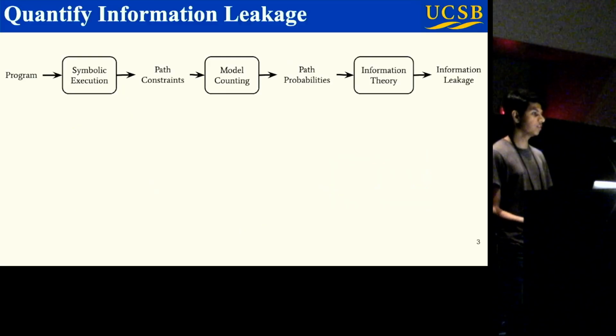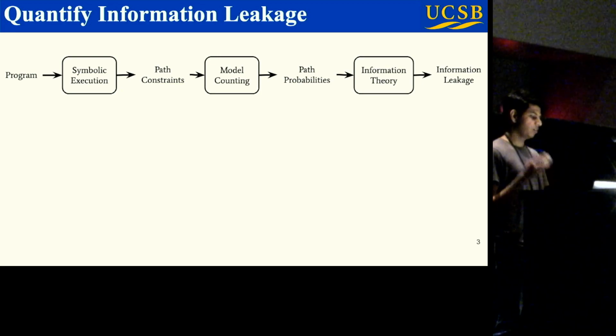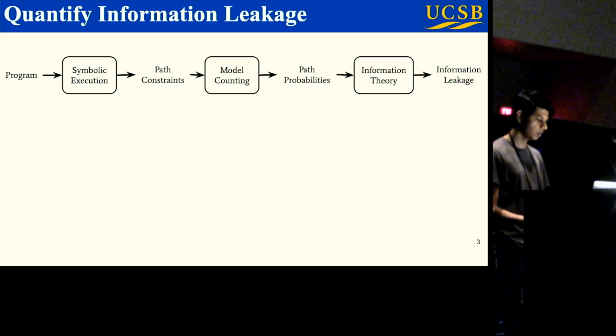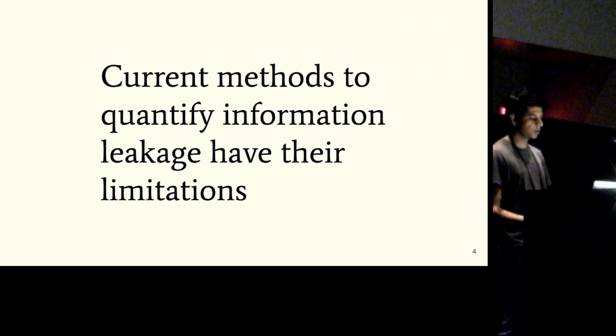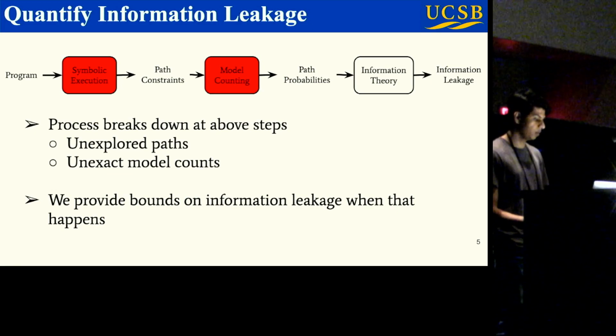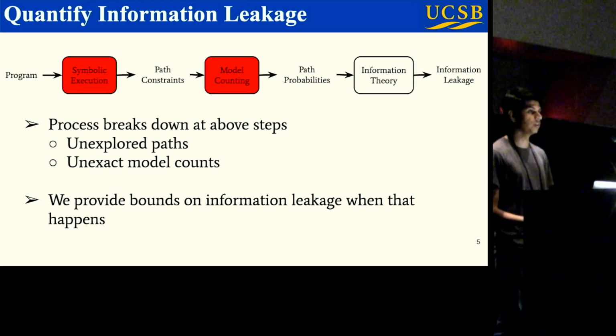Luckily, there's an existing framework to address these types of issues. You would take this framework, put a program into it, and it would tell you that your program leaks something like 1.2 bits of information. However, these current methods have their limitations. In particular, the symbolic execution stage might fail, and the model counting phase might fail as well or return inexact model counts. We'll get into what this means in a second.